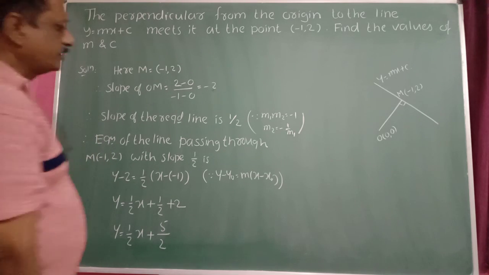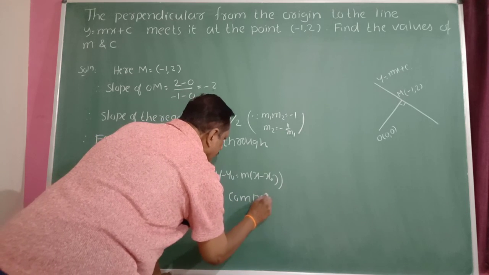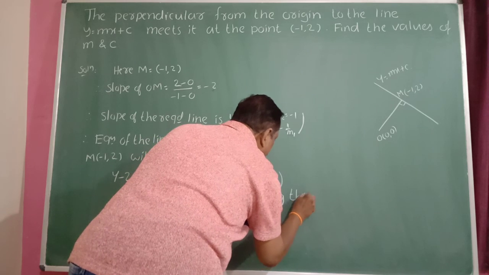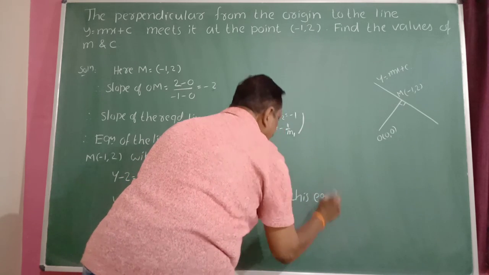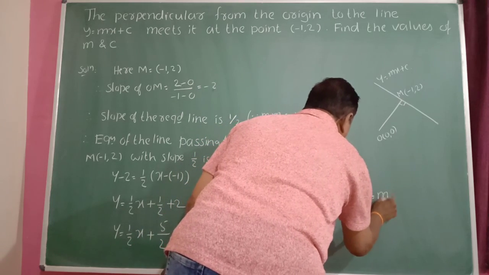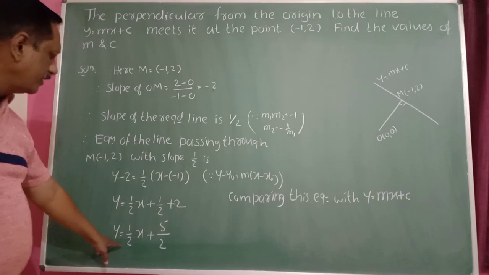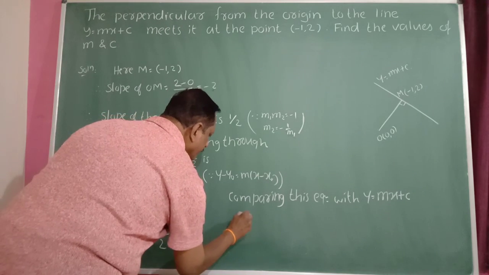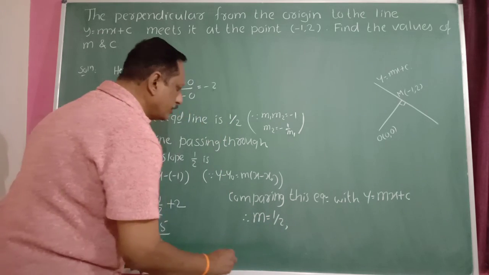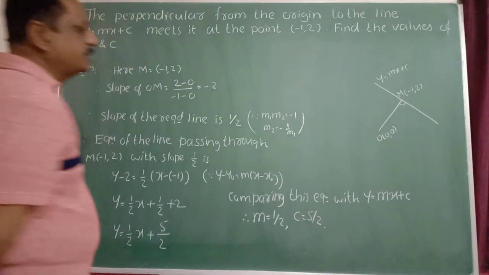Comparing this equation with y is equal to mx plus c here. Therefore, m value is 1 upon 2 here, and c is equal to 5 divided by 2. So this is the required result here.